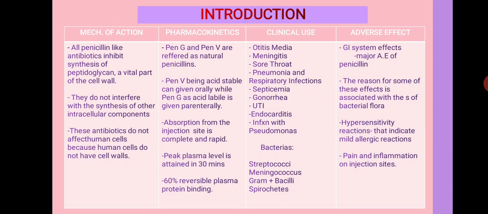For the pharmacokinetics, PEN-G and PEN-V are the natural penicillins. Usually, PEN-V is given orally because it is acid stable, and PEN-G is given parenterally because it is acid labile. In terms of absorption, it is complete and rapid, and its peak plasma level is attained in 30 minutes, with 60% reversible plasma protein binding.